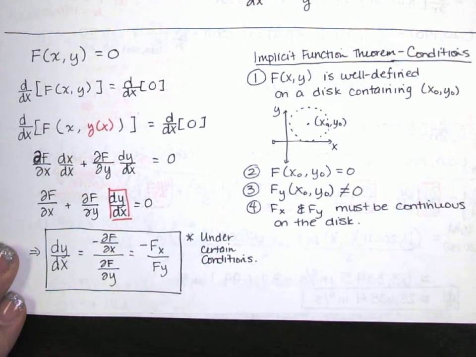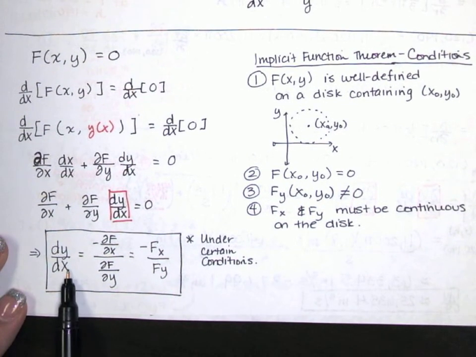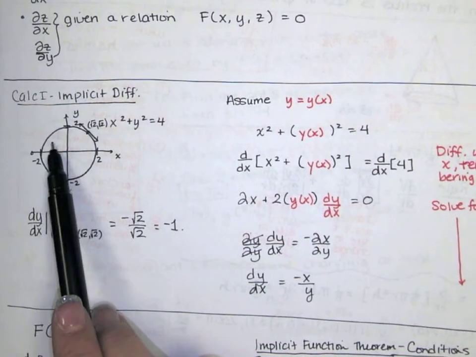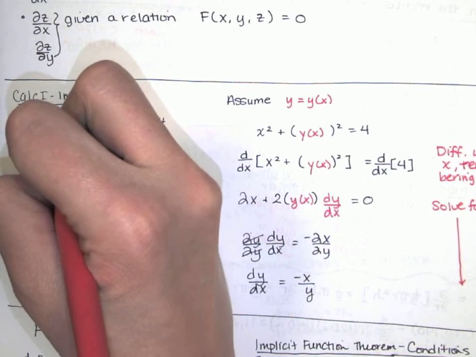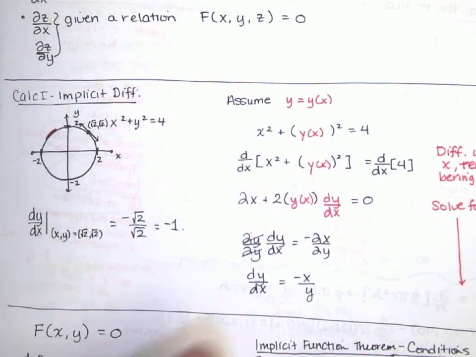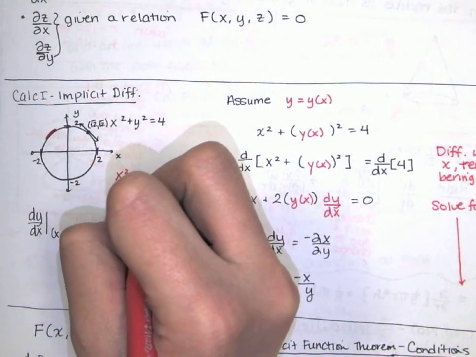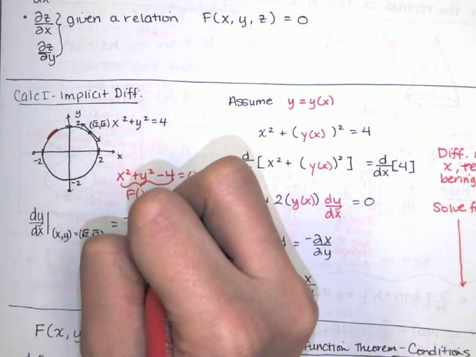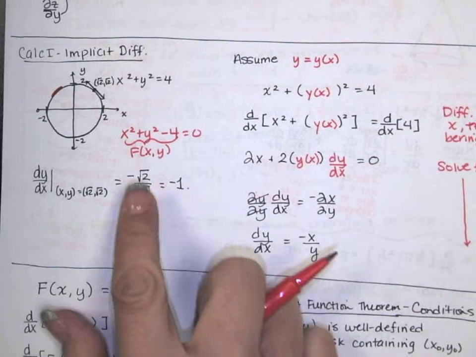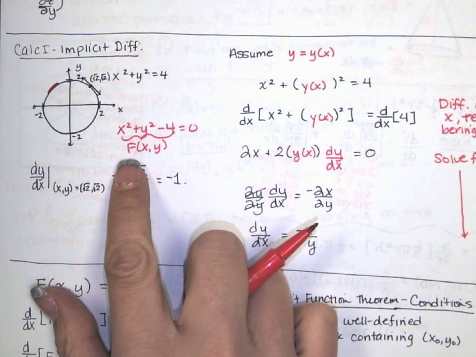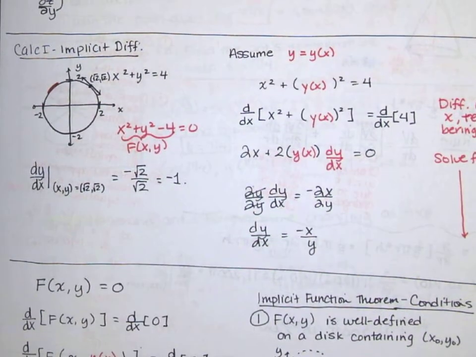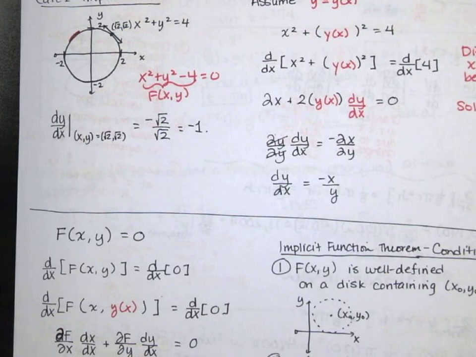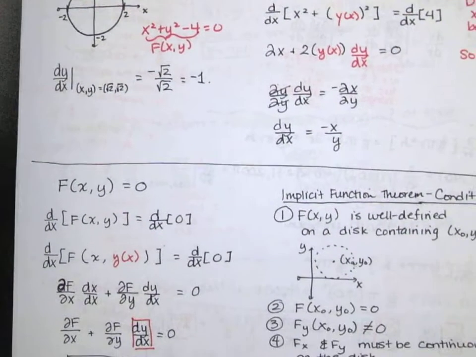So provided all of that's true, y can be thought of as a function of x near x naught, y naught. So we're on any part of this little curve. Over here, the function x squared plus y squared minus 4 equals 0. That's our f of x, y. Its partials with respect to x and y are 2x and 2y. Those are continuous near those points over here. Y is not 0, so we don't have to worry about that.